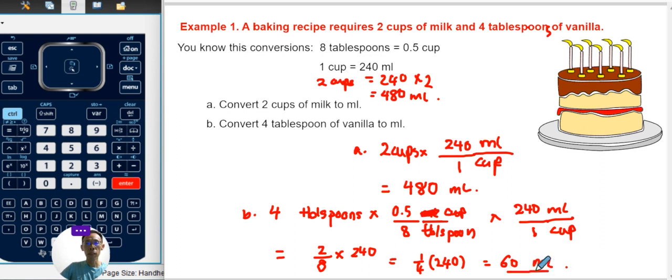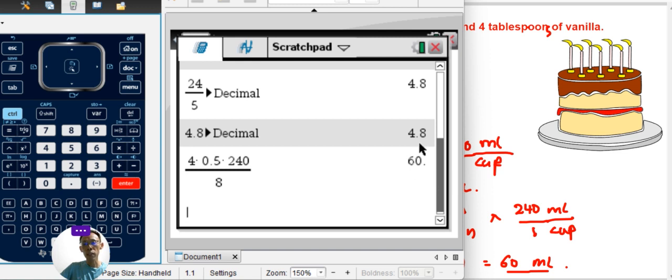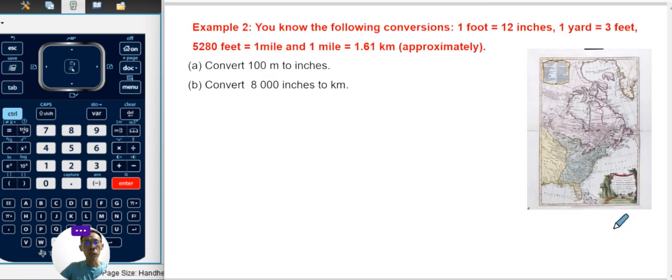So that's the answer. And you can also check the answer with a GDC or calculator. So for example, I can type in here 4 times 0.5 times 240 and then divided by 8, for example, and you see the answer is 60. So the answer is okay. Next, let's try another question.